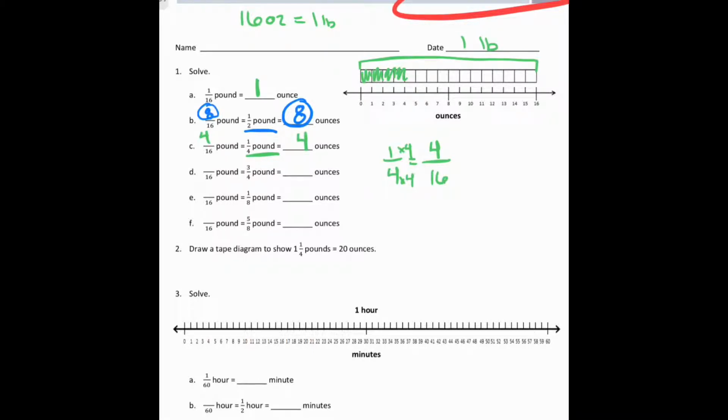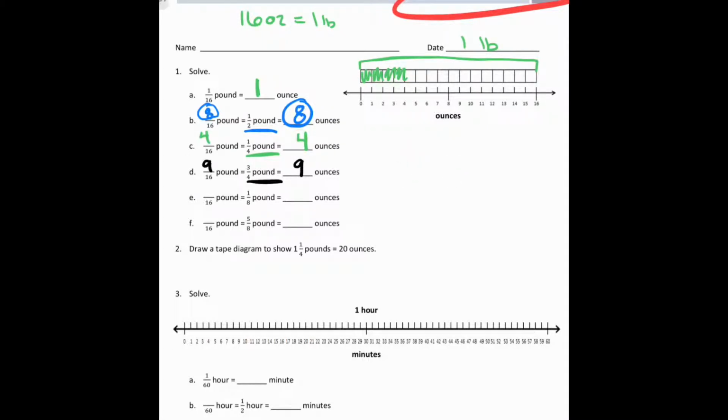Alright, let's look at D. We have 3/4 of a pound, and we want to figure out how many 16ths of a pound that's equal to, so I'm going to say 3/4 of a pound is equal to blank 16ths. If I were to multiply the top and bottom by 4, because that's how I would get 16 in the denominator, I'd get 12/16, which would be 12 ounces, because 12 of the 16.